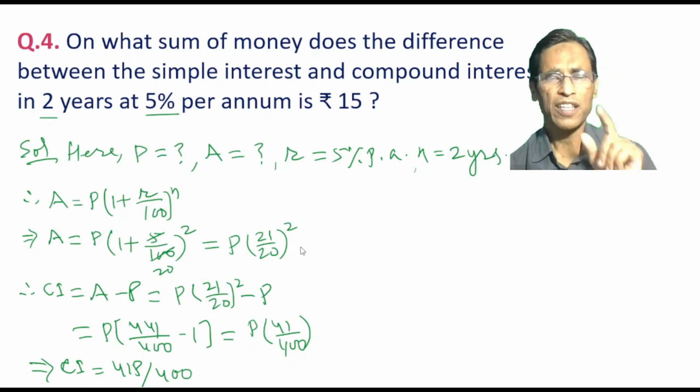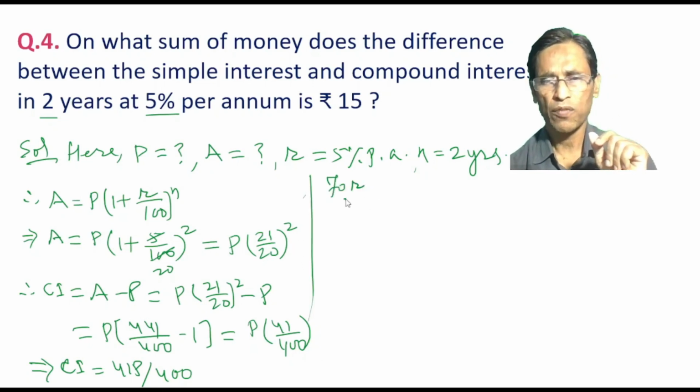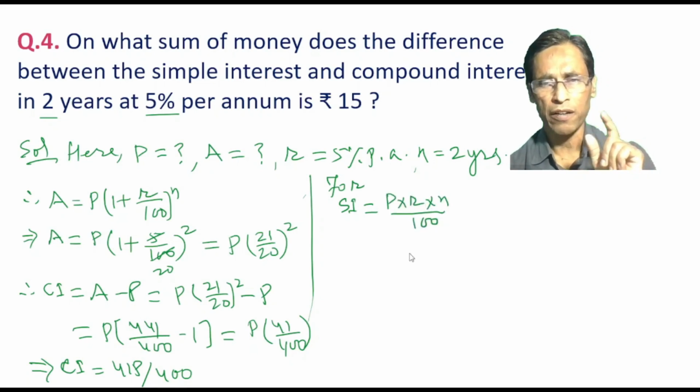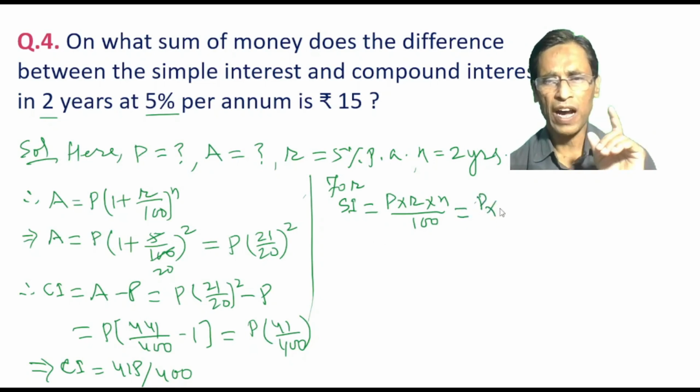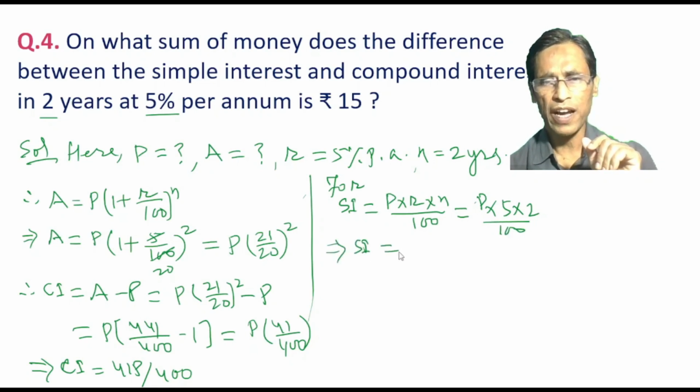Now we find the simple interest, SI. As we know, SI is equal to P into R into N by 100. Now we put in the values which are available in the question. P is unknown, so it will be as it is. R is 5% and N is 2, so 5 into 2 by 100. Now SI will be 10P by 100.